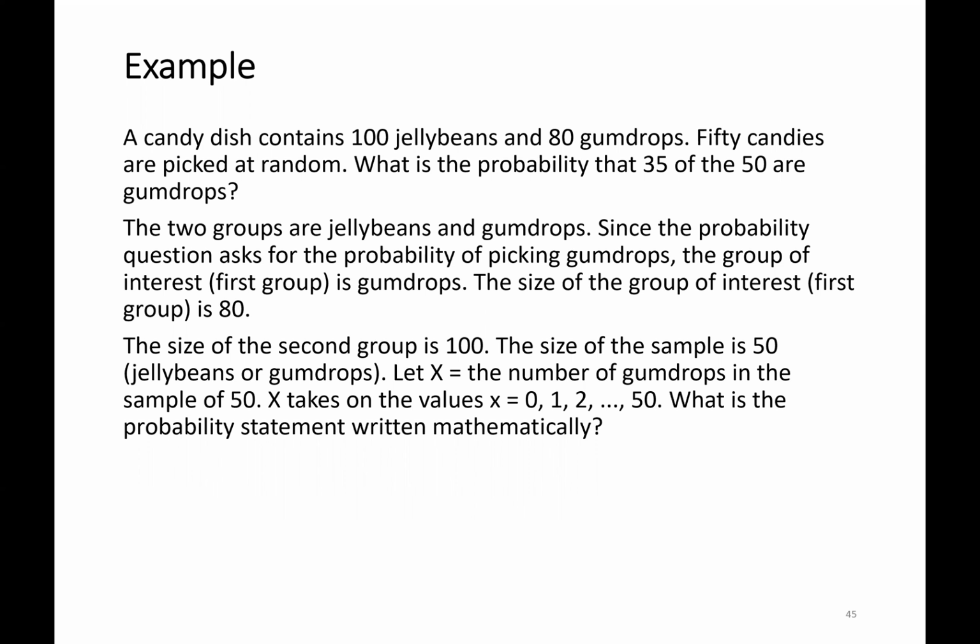How would you write the probability statement that we asked in the first paragraph mathematically? What is the probability that 35 of the 50 are gumdrops? The way we write that is, what is the probability that our random variable value is exactly 35? Now, how do we calculate this? Well, we need some information before we can calculate this. To be able to put this in Excel, we need 5 pieces of information.